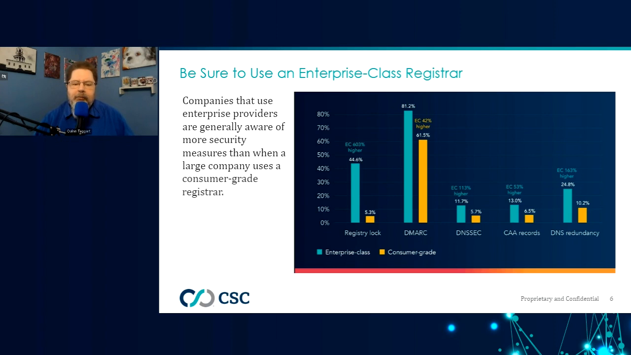And from our F2000 Global Security Report, this is a slide that shows different security features and the difference in enablement between those particular brands that are using an enterprise level provider versus a consumer grade. And you can see that for the most part, a lot of the folks that are using an enterprise level registrar are much further ahead than those that are using the consumer grade. Now, registry lock is one of the biggest gaps, as you can see, 44.6% to 5.3%. And a lot of that is because that particular process, the registry lock process in and of itself, is a bit of a manual process.